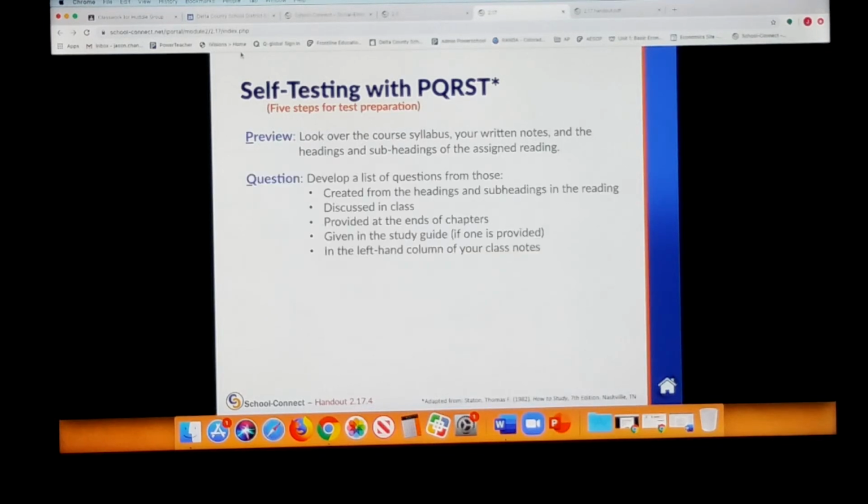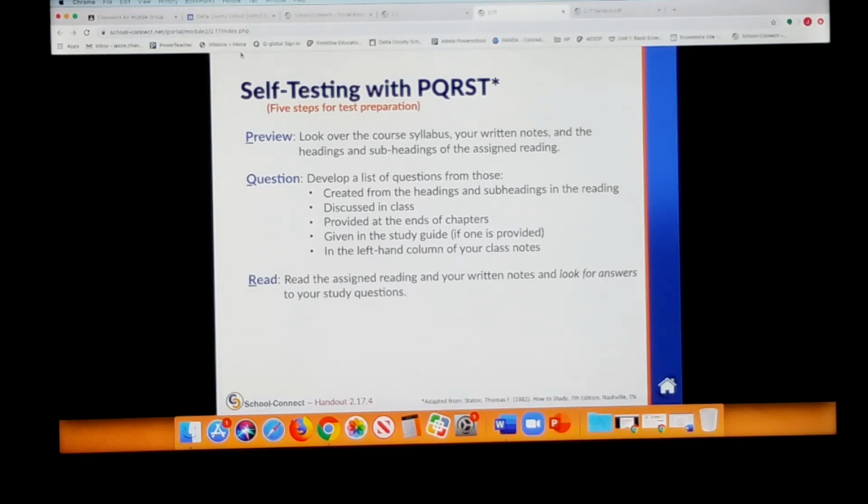So, P stands for preview. Look over the course syllabus, your written notes, and headings and subheadings of the assigned reading. Question. Develop a list of questions from those created from the headings and subheadings in the reading, discussed in class, provided at the end of chapters, given in the study guide if one is provided, and in the left-hand column of your class notes, especially if you're taking Cornell-style notes, I should say.